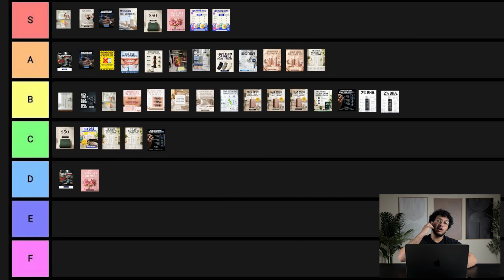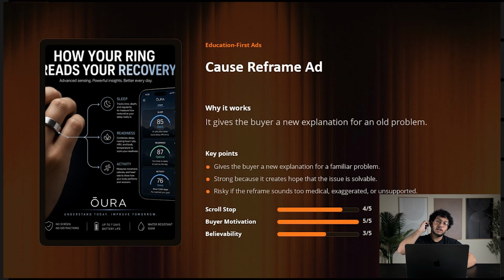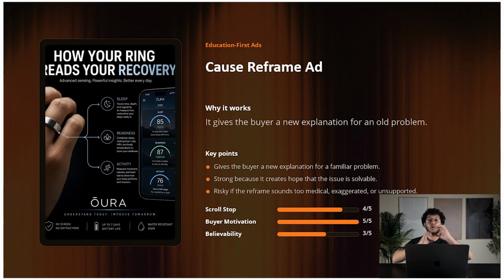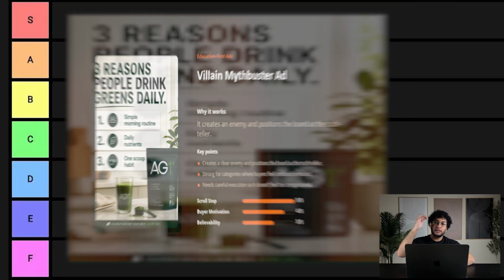This is C tier. A cause reframe tells the buyer, you thought the problem was one thing, but it might actually be this. This can be powerful, but it's also risky. If the new explanation sounds unsupported or too medical, then trust immediately drops. So this can work, but only when the claim is careful and credible. So C tier. Next is the villain mythbuster.